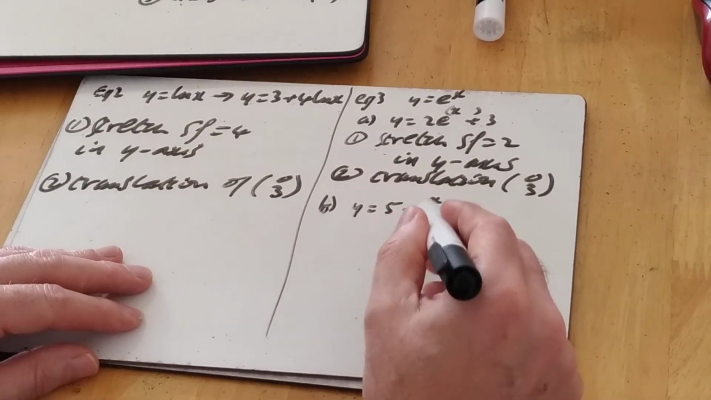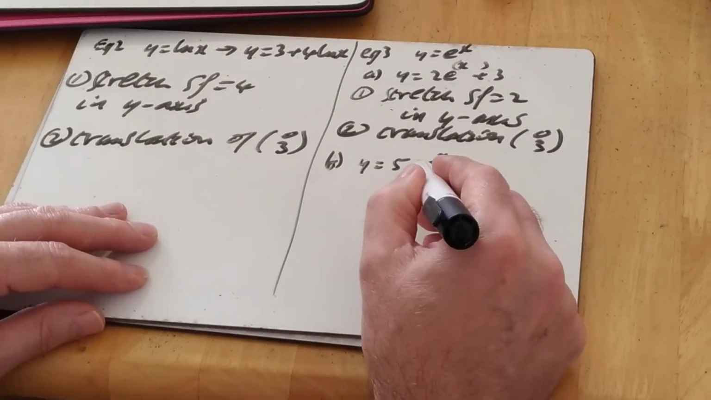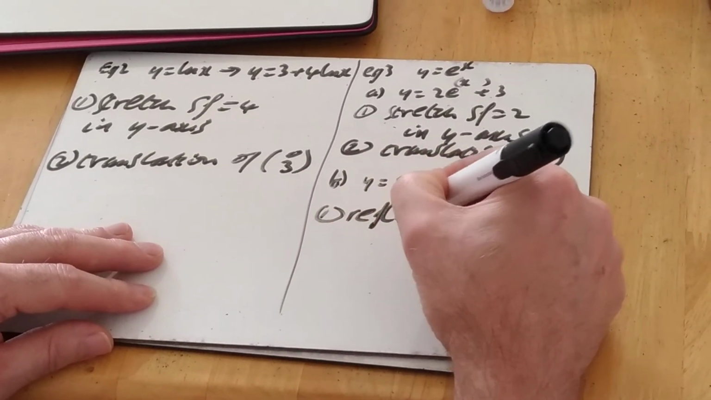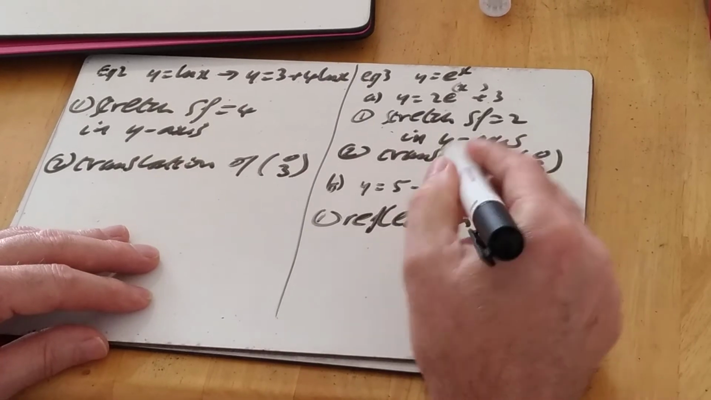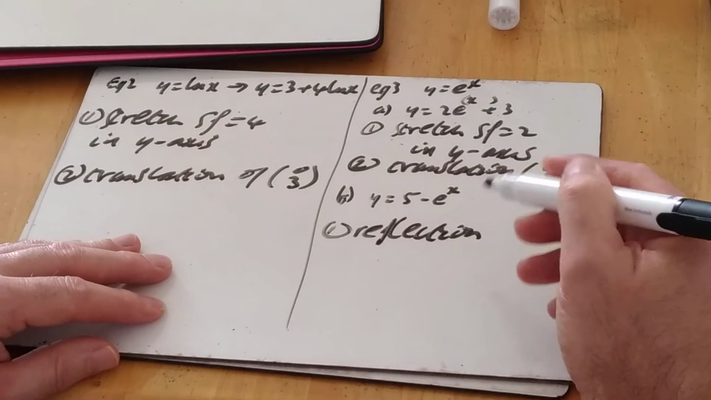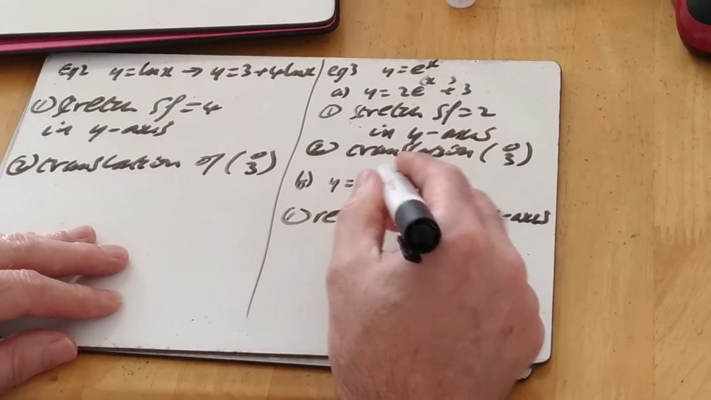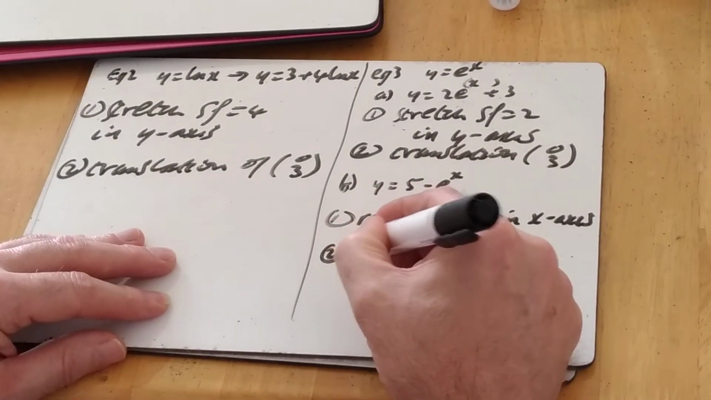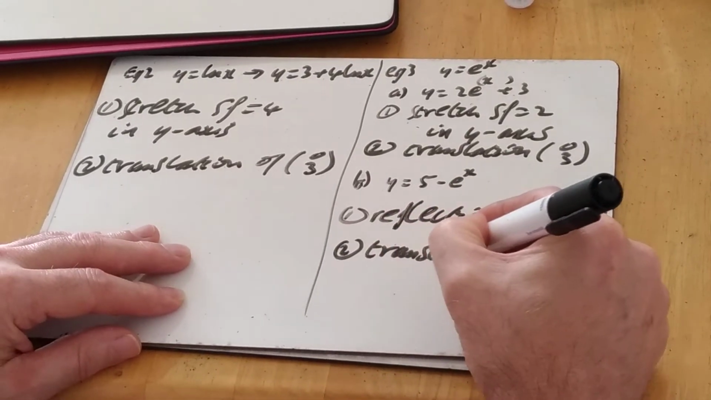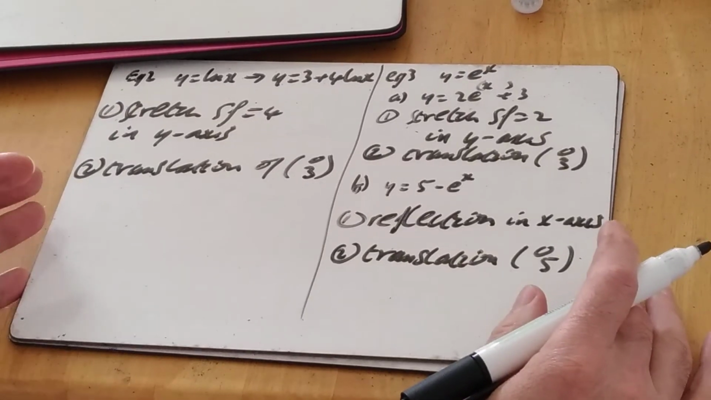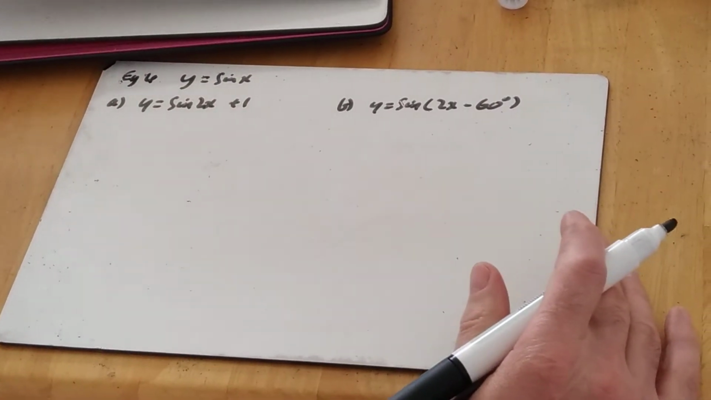For b, 5 minus e to the x, the first thing I'm doing with e to the x is the minus, and that's my reflection. It's outside the bracket, so it changes the y's. So it means that the y will become minus y. It's a reflection then in the x-axis. That's my thought process there. And then the 5, don't forget it's not minus 5, it's outside as well. So just as before, it's a translation, 0, 5. Nice and straightforward. A couple to do with sin x now.